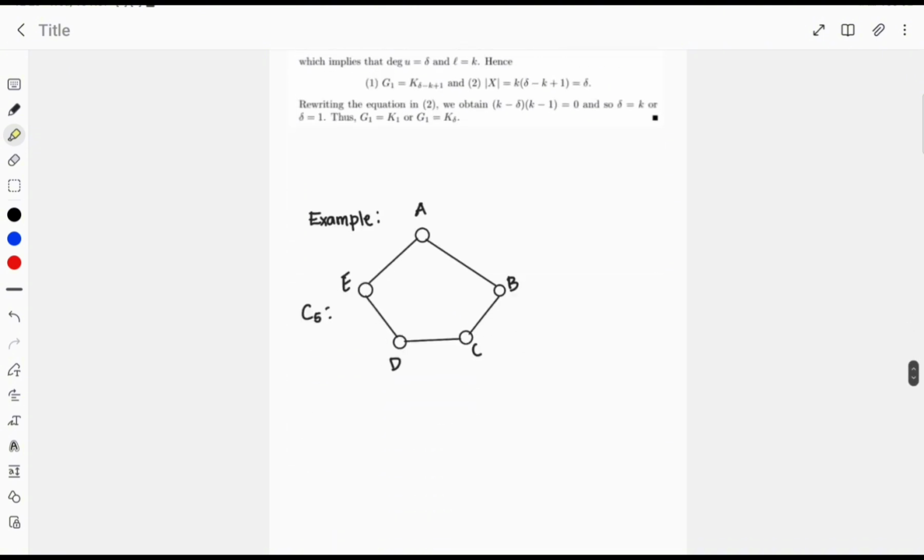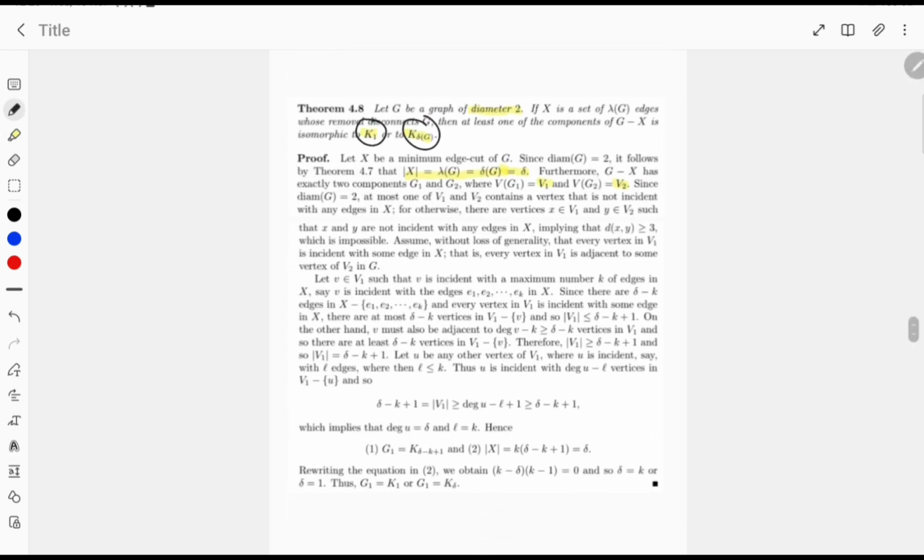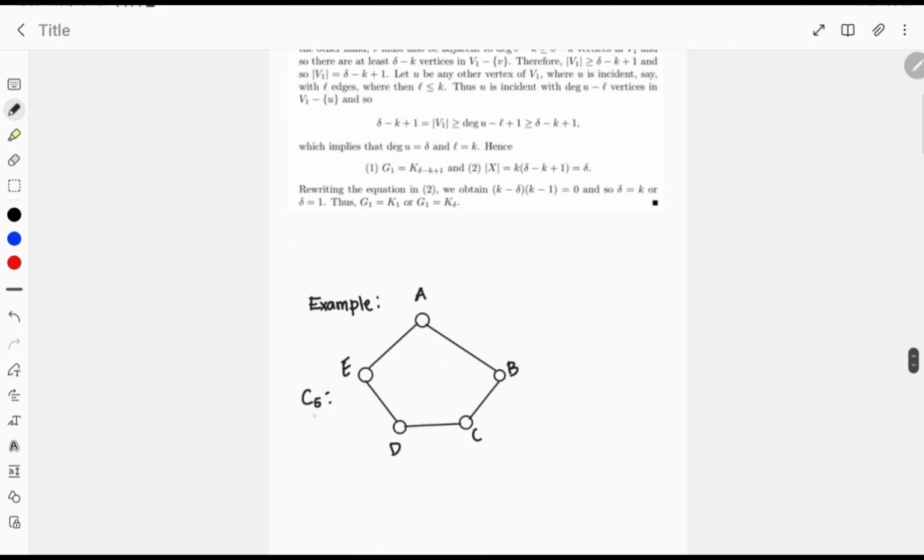Okay, so let's have an example. Here we need to satisfy this one. We have C5 and the diameter of C5 is 2. Why? Because the distance of A to B is 1, but to C is 2, and to D, just have to go there, so it's 2. So here it's 2 because it's just the same, so 2, 2, 2.